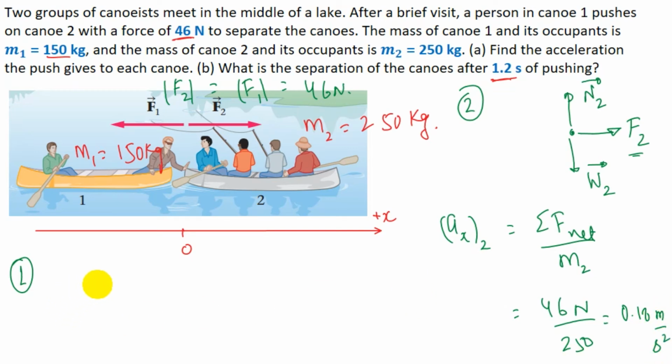Now we can consider the free body diagram for canoe 1. Here this is the point object. Here the normal force would be N1 and the weight force W1. Now F1 would be in this direction, right?